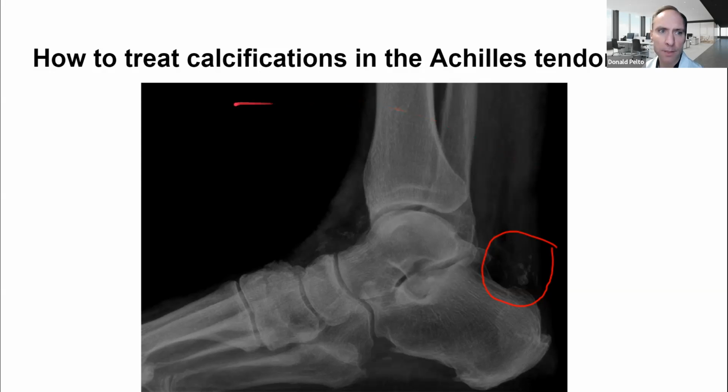This question came from a patient. How do I treat calcifications in the Achilles tendon? Let me show you a picture here. This is an example of an X-ray, and you see these little white dots that are here. Well, if you look at the outline here, this is the Achilles tendon. And occasionally there can be either bone spurs or these little white dots.